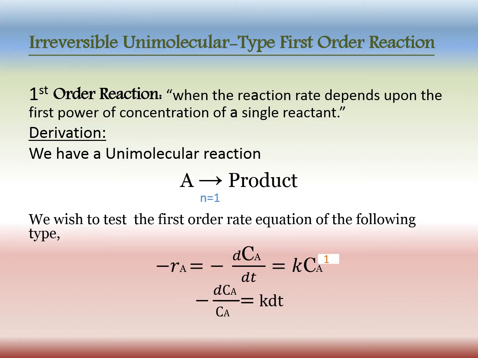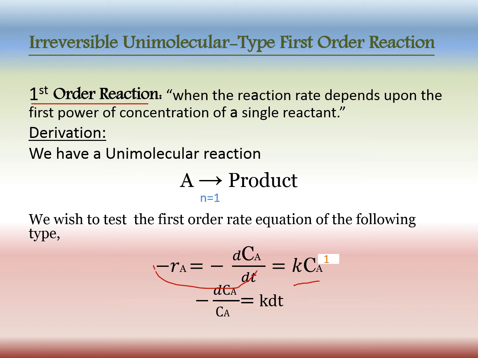We call a reaction first order when the reaction depends upon the first power of the concentration of a single reactant. Suppose we have a reaction A to product, with a single reactant A. Then our rate of reaction, minus r_A, is equal to minus dC_A over dt, where the minus sign shows that we are discussing a reactant, so definitely its concentration is decreasing, which will also be equal to kC_A.